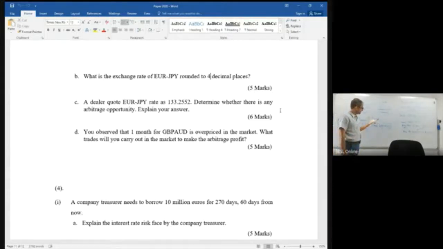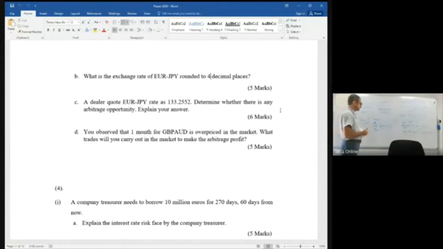So what do you do? You sell GBP AUD. This is also at time 0. You have to write this one as well. Sell 1 month forward. So first thing you do, you sell the forward contract. You agree to sell GBP against Australian dollar in 1 month's time.